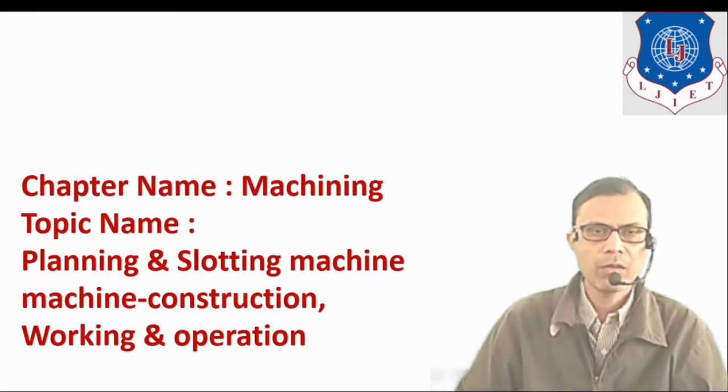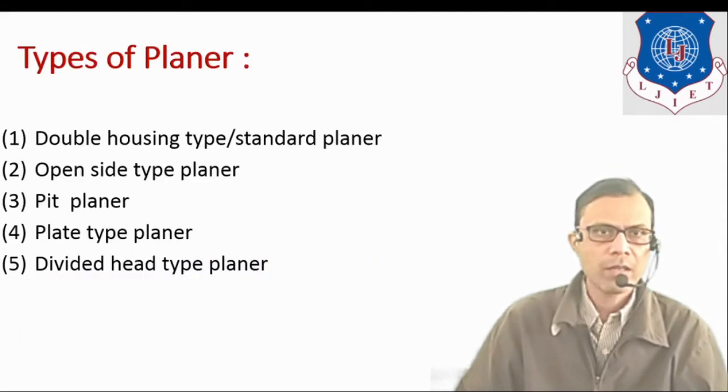In this session, we are going to discuss the planing machine, the slotting machine, their construction, working, and the comparison between planing machine and slotting machine. Chapter is machining. So let us start with the different types of the planer.